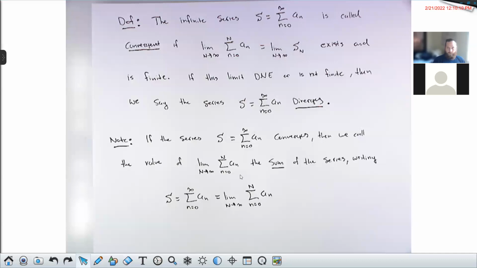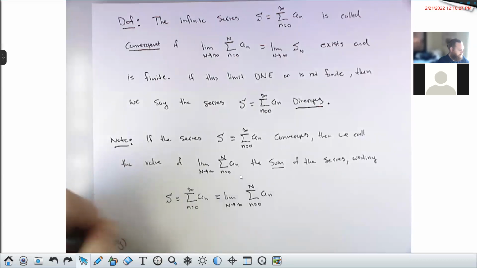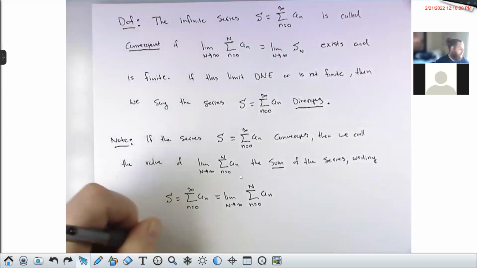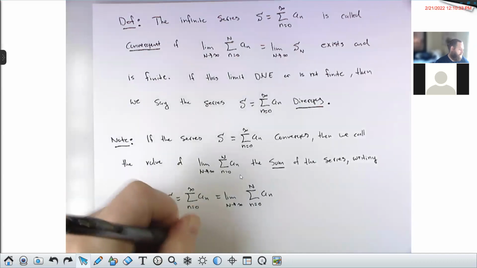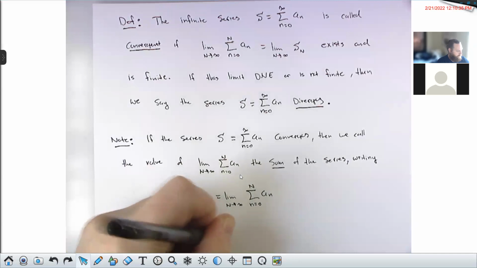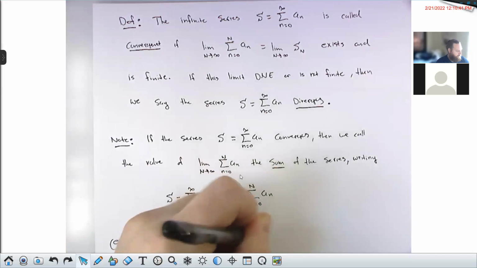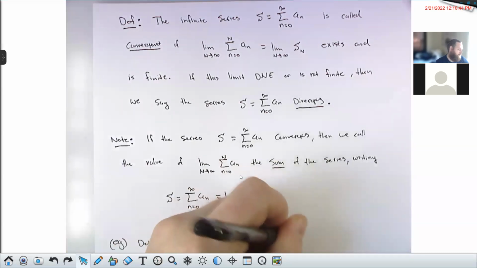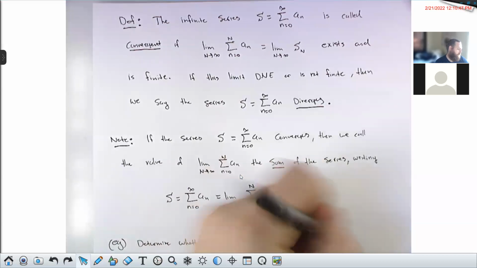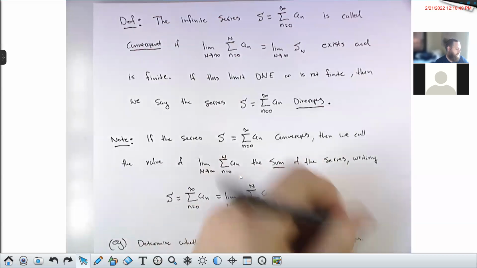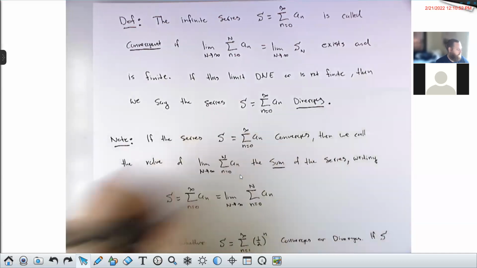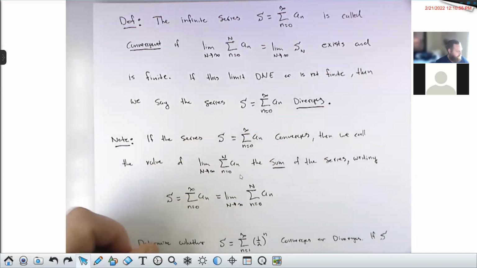Right, so we've got our definitions. Let's see if we can determine whether that first series, S equals sigma n from 1 to infinity, converges or diverges. If S converges, find its sum.